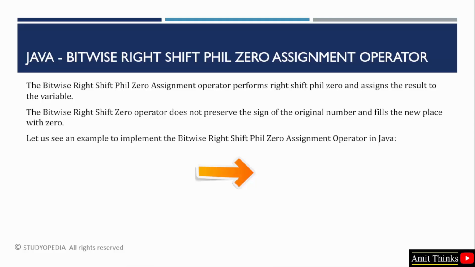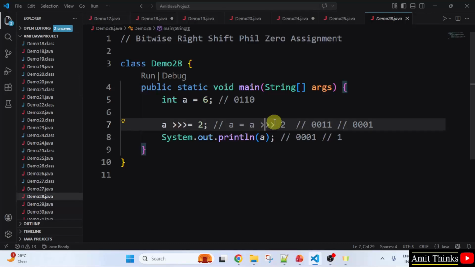Now we have the bitwise right shift fill 0 assignment operator. It will perform a right shift, fill 0, and then assign the result to the variable. So this means it won't preserve the sign of the original number and fills the new place with 0. Okay. So let us see an example to understand the concept. Next we have the bitwise right shift fill 0 assignment. This will perform right shift fill 0 and assign the result to the variable. The bitwise right shift 0 operator does not preserve the sign of the original number and fills the new place with 0. So here we are using the right shift fill 0 symbol, and after that we are shifting it twice.